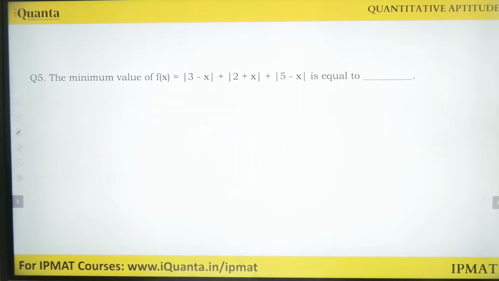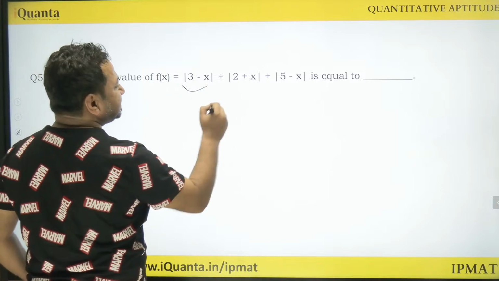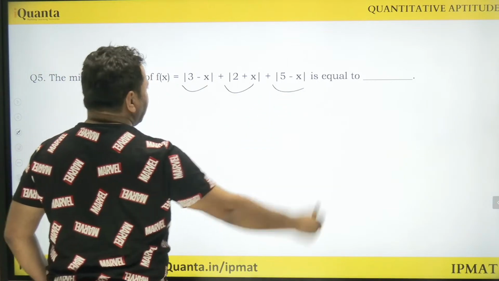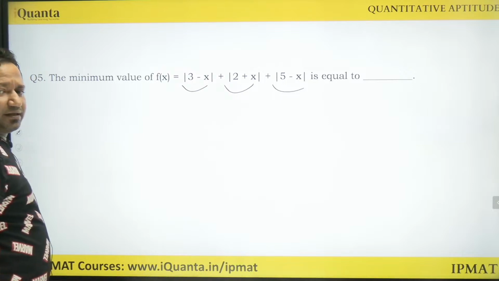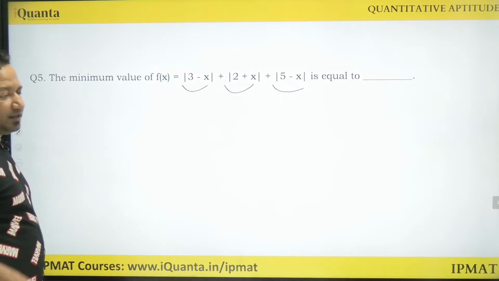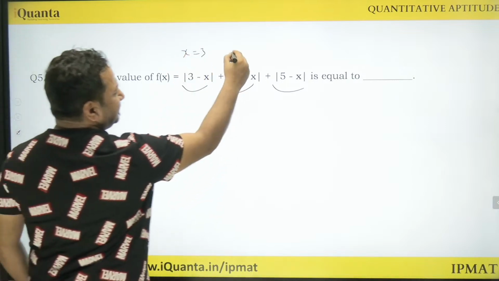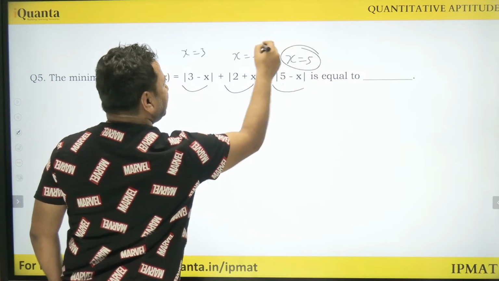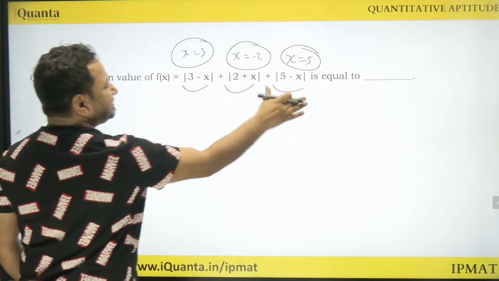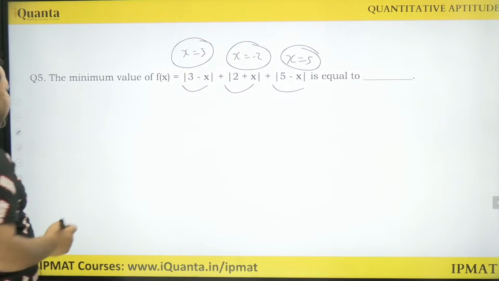The next one. The minimum value of f(x) equal to mod of 3 minus x plus mod of 2 plus x plus mod of 5 minus x is what? Okay. So here there's one thing which we need to understand, the concept of critical points. Critical points are x equal to 3 over here, x equal to minus 2 over here, and x equal to 5. What are critical points? The points at which these modulus values become equal to 0 respectively.